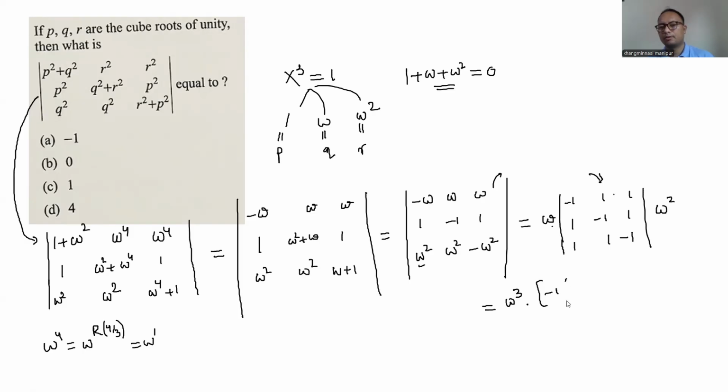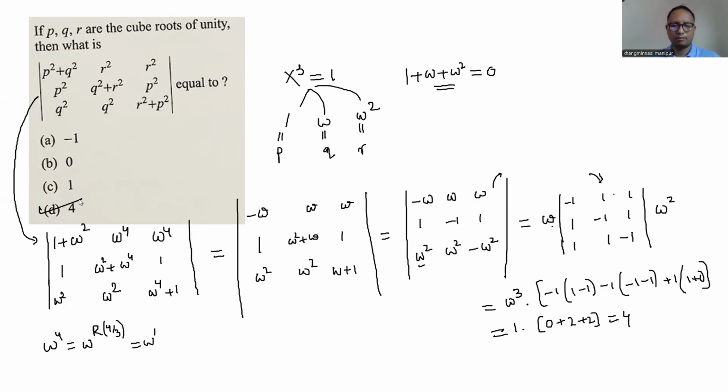Expanding along the first row, we get minus 1 times minus 1, minus 1, and plus 1. Omega cube value is 1, and we add 1 plus 1, then 2 plus 2. So the answer is 4. The correct answer is 4. Easy, all right?